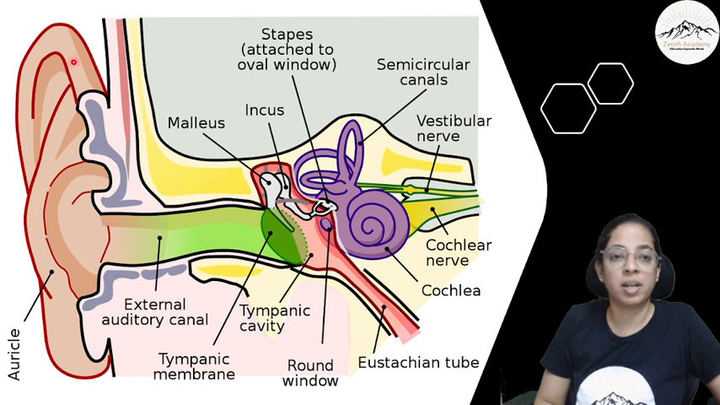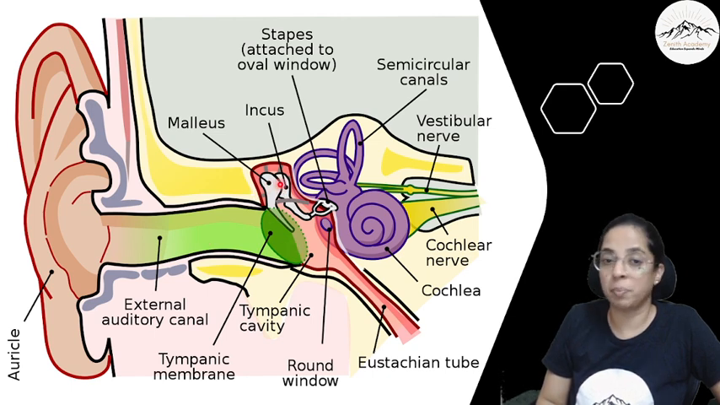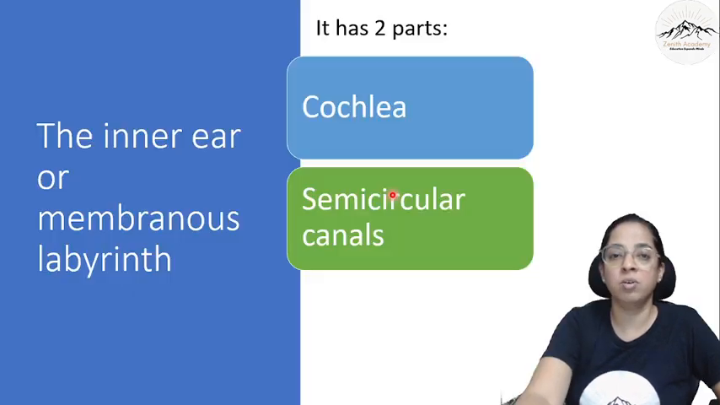Here they have explained the outer ear. Outer ear is the auricle, external auditory canal, and the eardrum. This is the middle ear, which consists of the malleus, incus, stirrup, and the eustachian tube. And now there is the inner ear. Okay? So let's talk about the inner ear now.